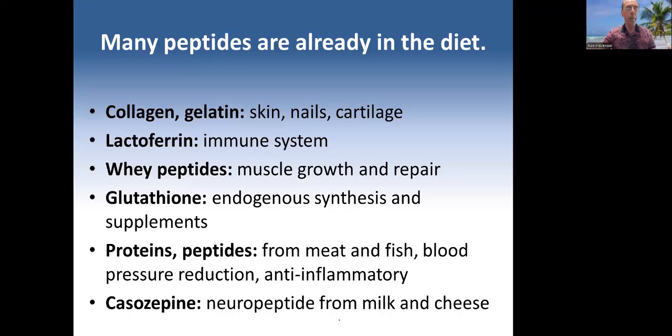Yeah, and the same is with lactoferrin for the immune system, the peptides from milk. It will stimulate muscle growth. Glutathione is produced inside the cell, but also they sell it as a supplement. Peptides from meat or fish will lower the blood pressure. Casozepine is from milk and cheese. It's a neuropeptide. So all those peptides are already available in the diet.